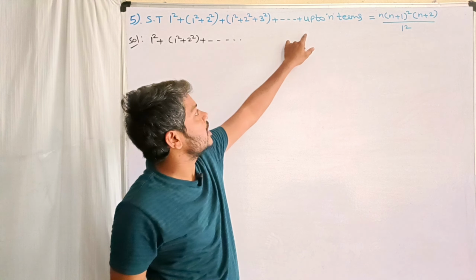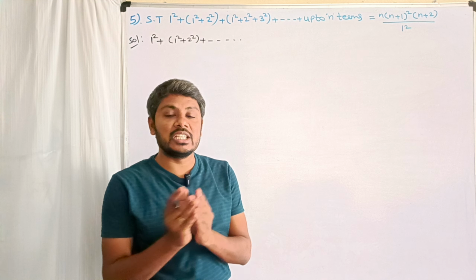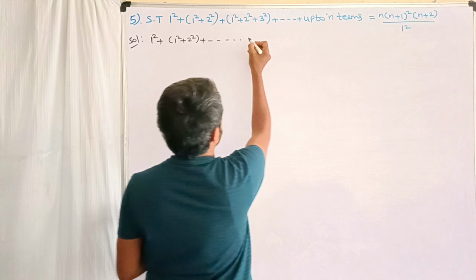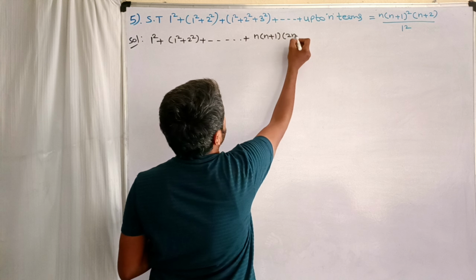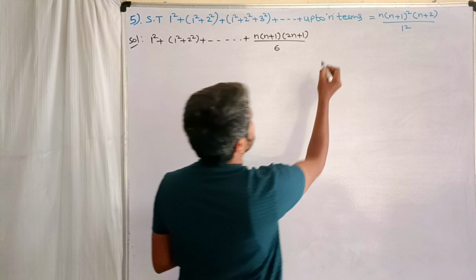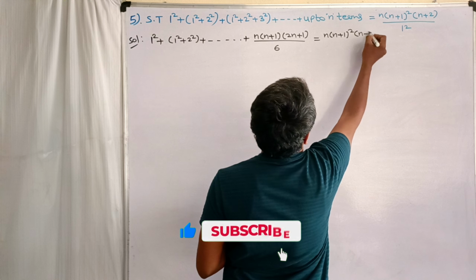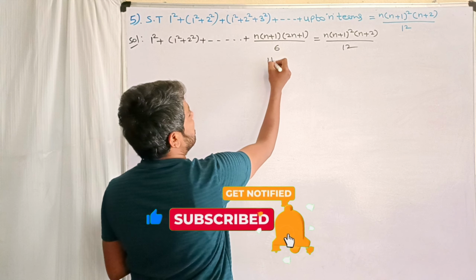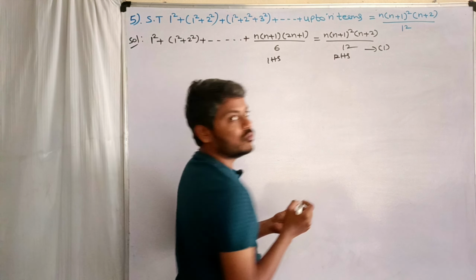Clearly, what is the nth term here? 1 square plus 2 square plus up to n square. That is the sum of the squares of the first n terms formula. So we know that the sum of the squares of n terms is n into (n plus 1) into (2n plus 1) divided by 6. Which is equal to n into (n plus 1) whole square into (n plus 2) divided by 12. So clearly, which is LHS and which is RHS. This is equation 1.